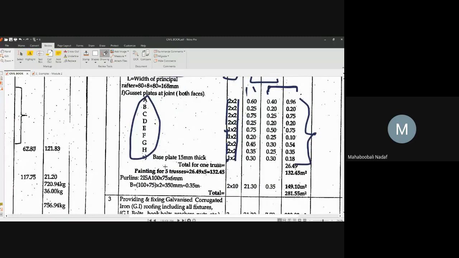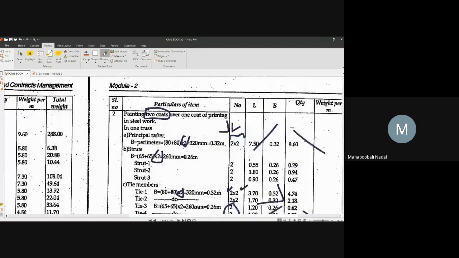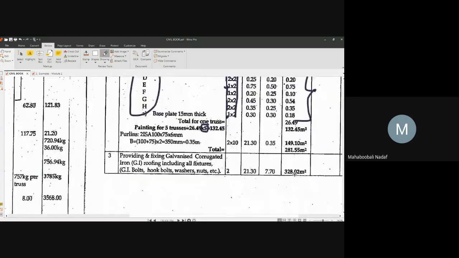Okay? And how many trusses are there? Five, sir. Five trusses. So this quantity is multiplied with the 5. If you add all the quantity multiplied with the 5, it will give you 132.45. So that is your 132.45.